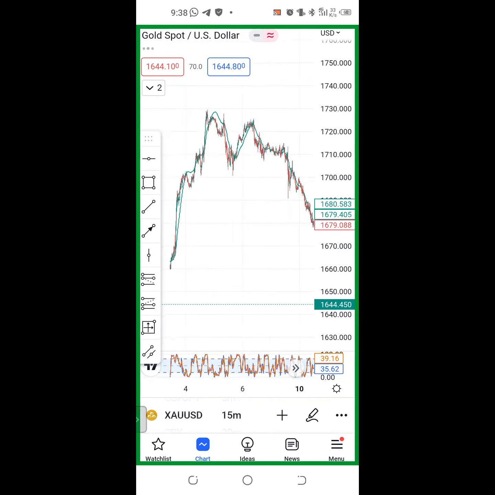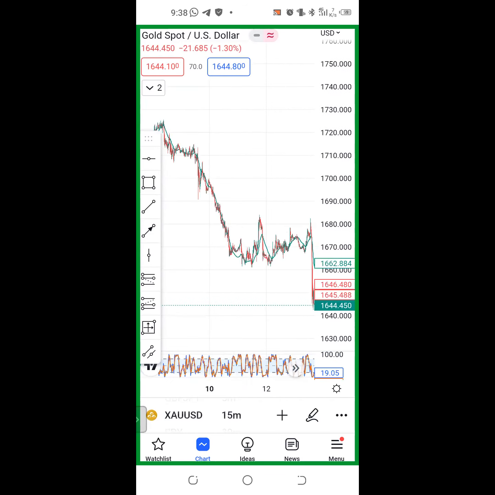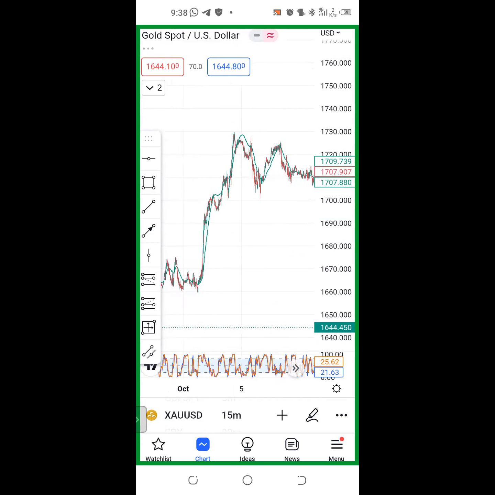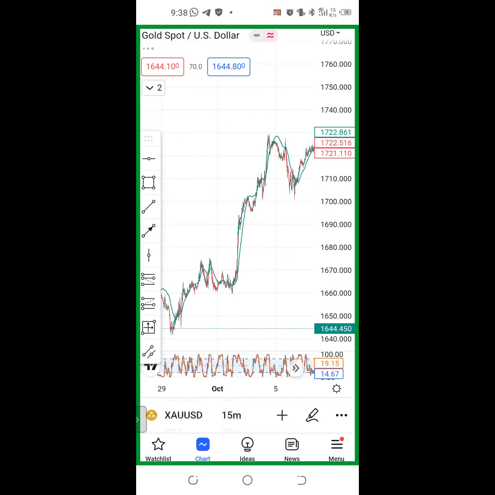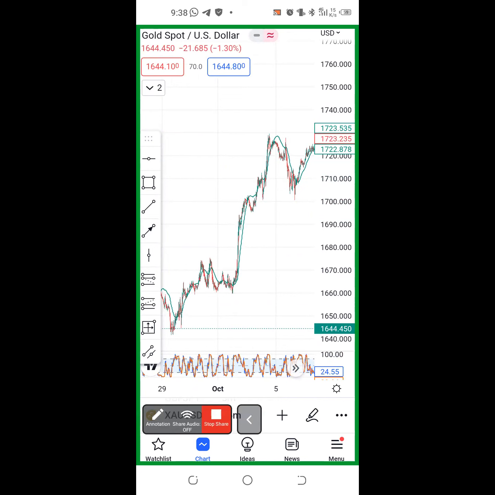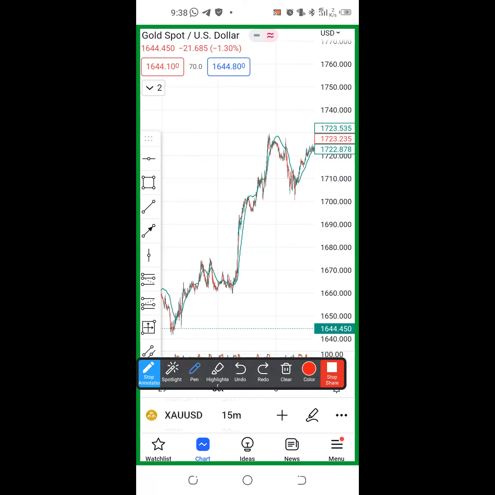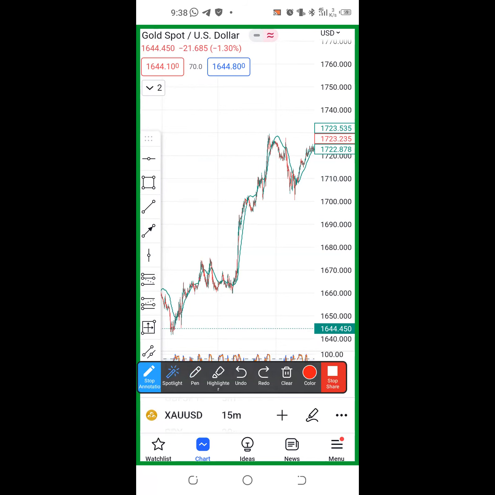Why are you flying now? Stop flying. Okay, let's come here. Oh, okay. I think I have to use something else. Don't worry. Let me just use the annotation. Okay, guys. So here now, let's start again.